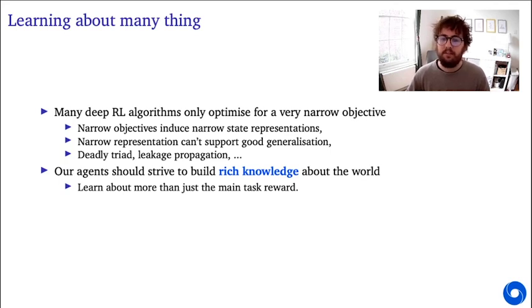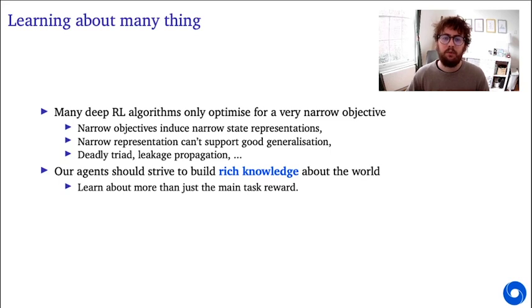And this has some advantages. So the ability of building flexible, rich representations that are tailored to the specific task at hand is after all the main reason we use deep learning in the first place. But it does come with some disadvantages, because such a narrow objective can induce an overly specific, overfitted state representation that might not support good generalization. And this in turn can make agents even more susceptible to issues like the deadly triad.